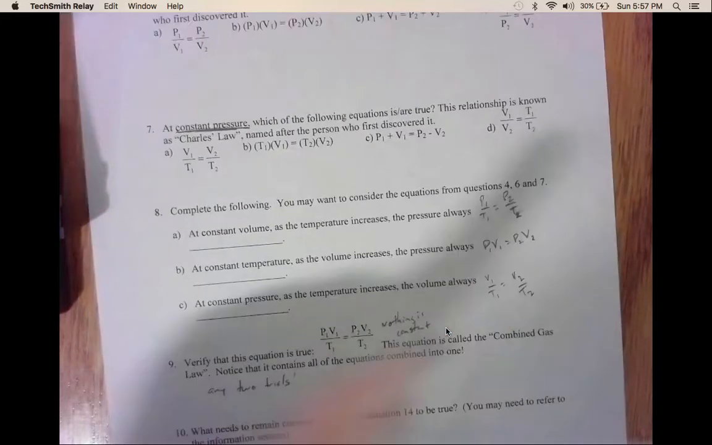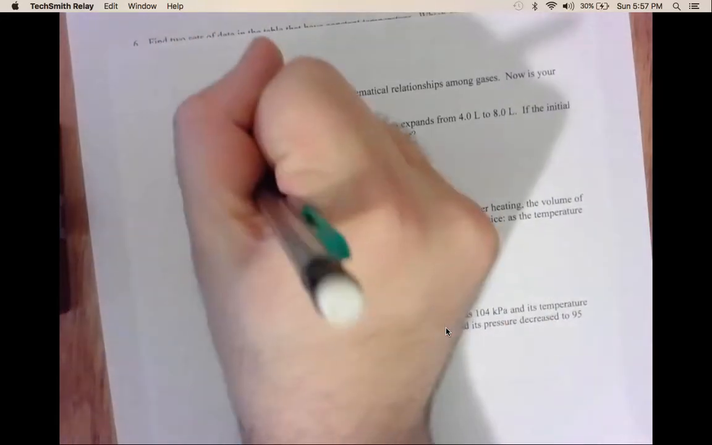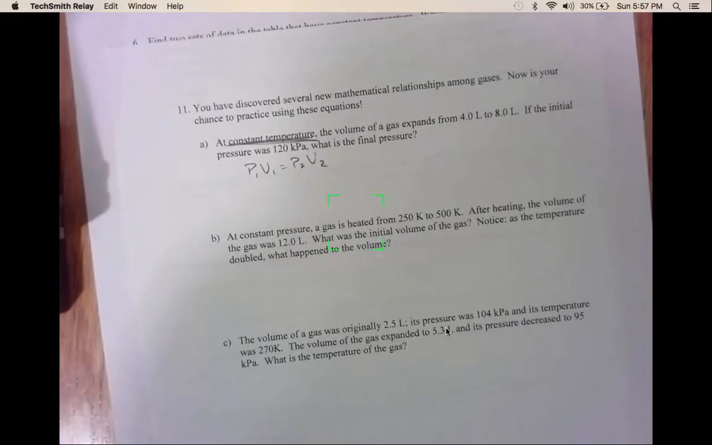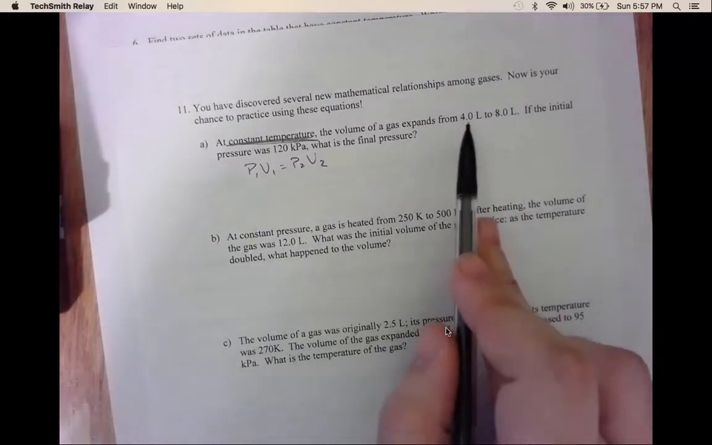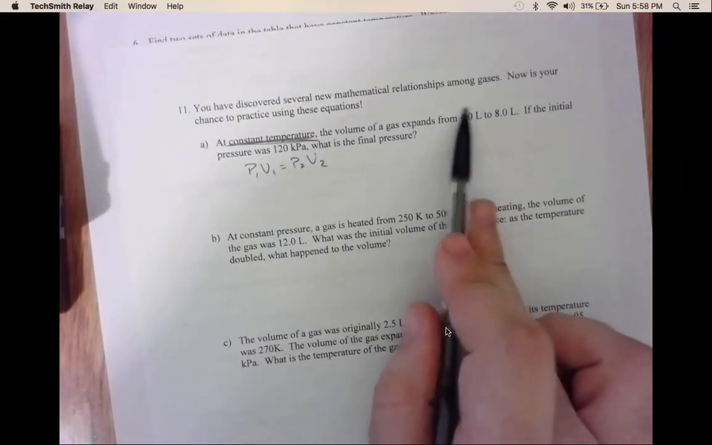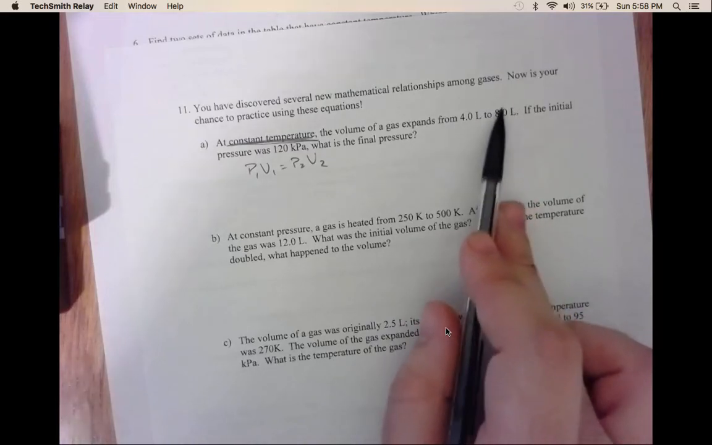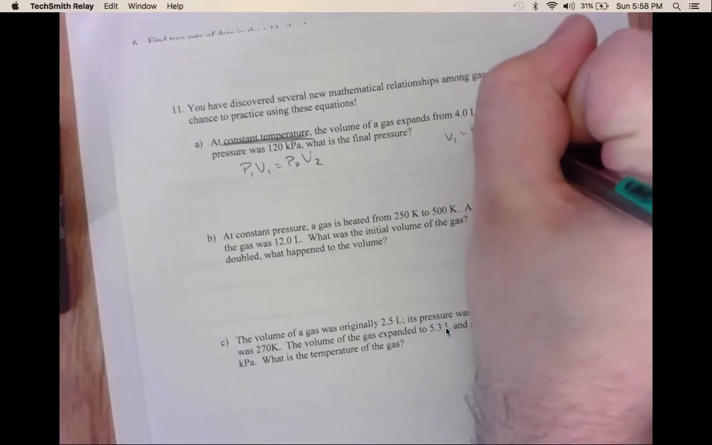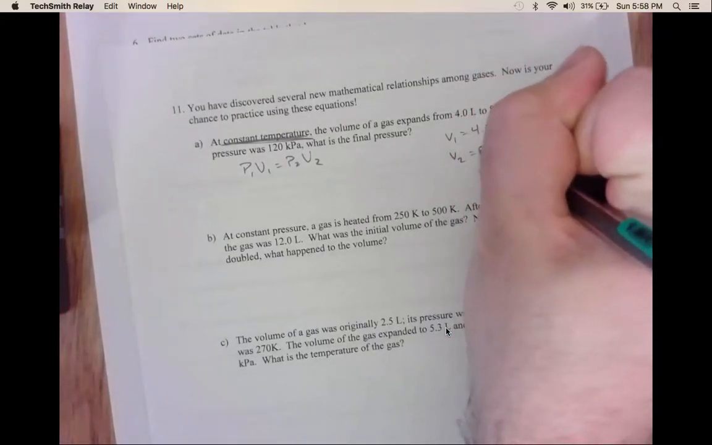P1 V1 equals P2 V2. So then we write it. P1 V1 equals P2 V2. What we need to do now is identify some variables: pressure 1, volume 1, and pressure 2 and volume 2. Make sure you stay consistent. Make sure you read what it tells you. It tells us that the gas expands from 4 to 8. So that means 4 is the initial, 8 is the final, or volume 1, volume 2. So V1 equals 4, V2 equals 8.